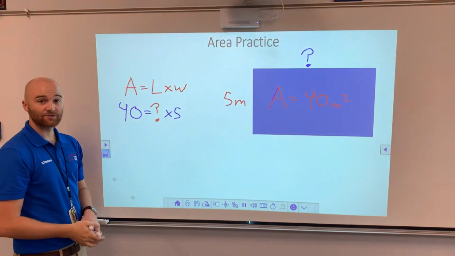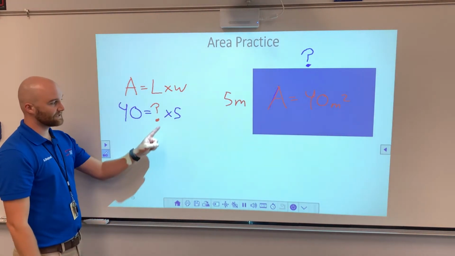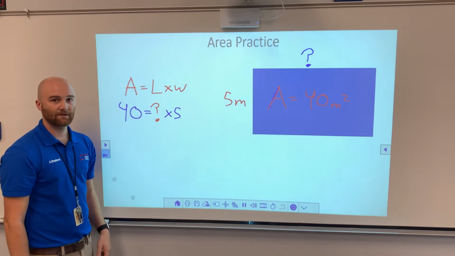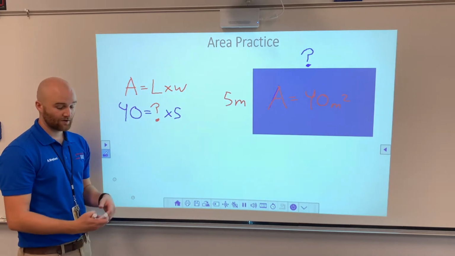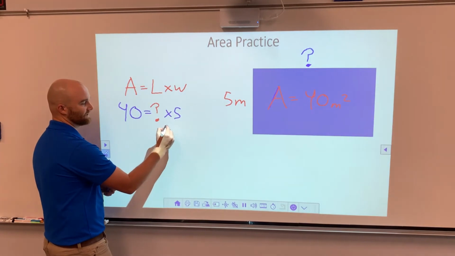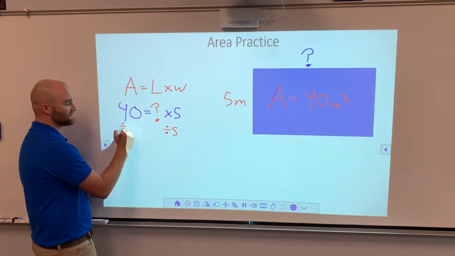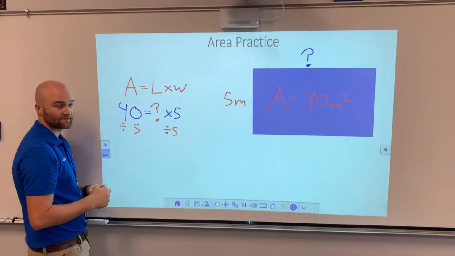Now I want to get this question mark all by itself, so I know what it's equal to. That means I need to get rid of a times 5. How can I get rid of a times 5? Well, I can do its opposite. The opposite of times 5 is divided by 5. So I have to do that on both sides because the equal sign is like a balance.